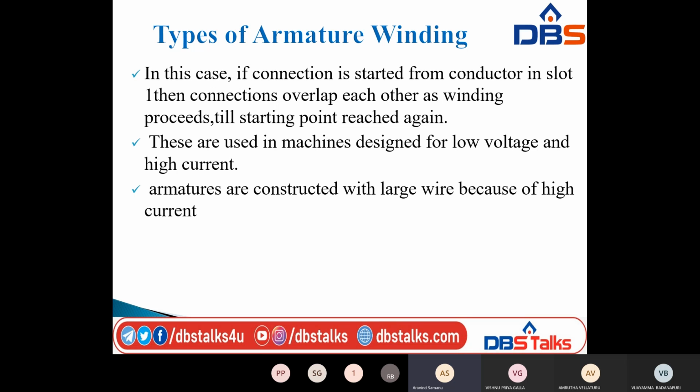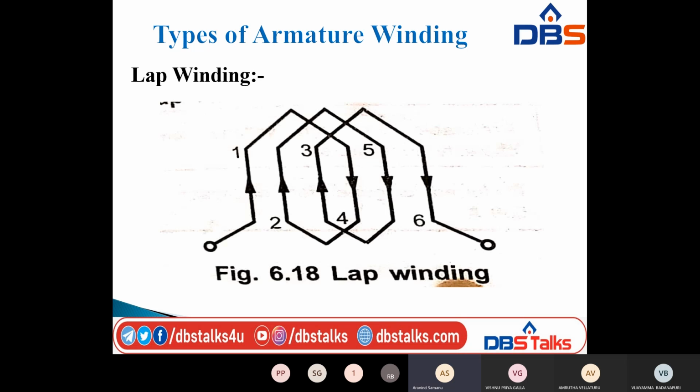If you observe the diagram, I will show the diagram. So what is the lap winding? In this case, if the connection is started from conductor 1, this is conductor 1, and here the connection is starting. If the connection is started from the conductor in slot 1, then the connections overlap each other. Here the connections overlap. This is the overlap condition.